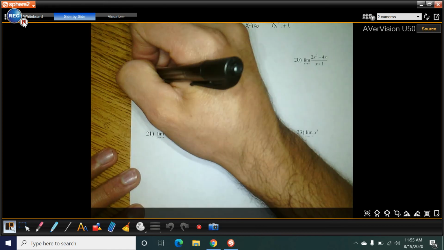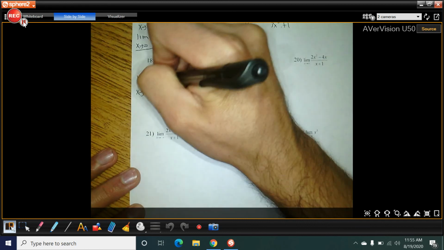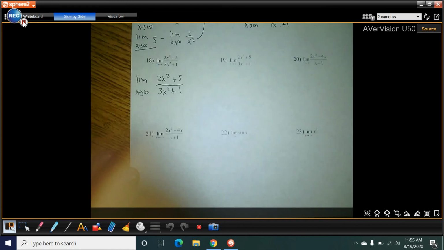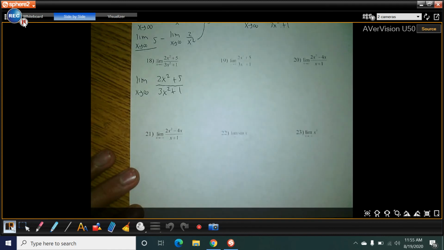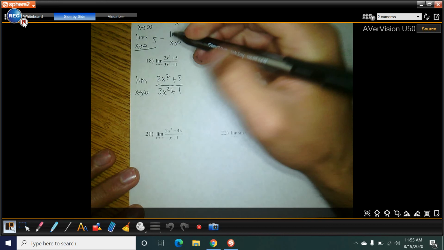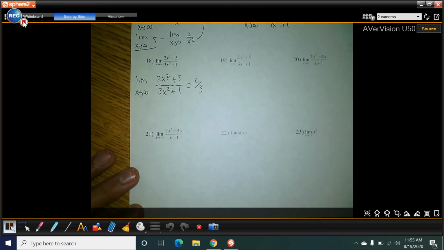It says, what is the limit as x approaches infinity of 2x squared plus 5 divided by 3x squared plus 1? Once again, this is very simple just to look at. I'm looking for a horizontal asymptote, and because the powers are the same, remember that to find the horizontal asymptote, you just compare the leading coefficients. So in this case, you have a 2 versus a 3, which means your answer will be 2/3, because that is where the horizontal asymptote would be located.